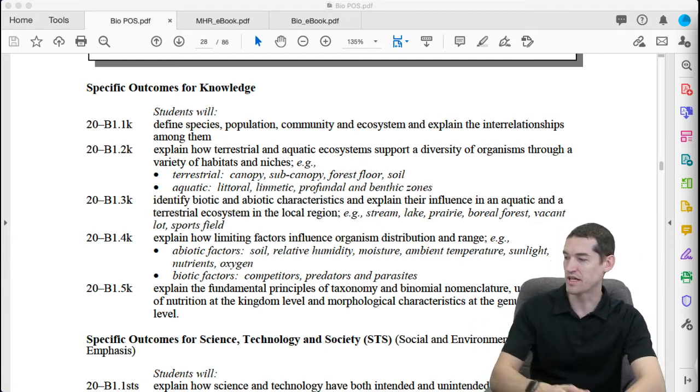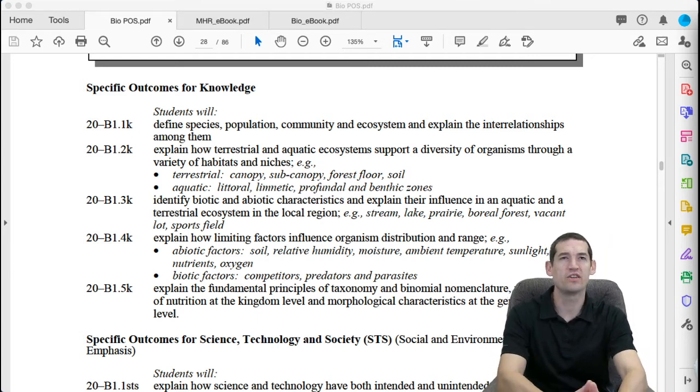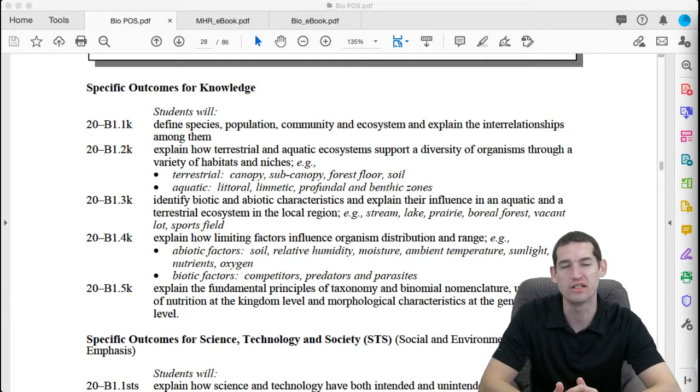The next one, explain how limiting factors influence organism distribution and range. So we didn't talk about distribution and range, but we did talk about limiting factors and how a lack of food, for example, would keep a population from growing too high.